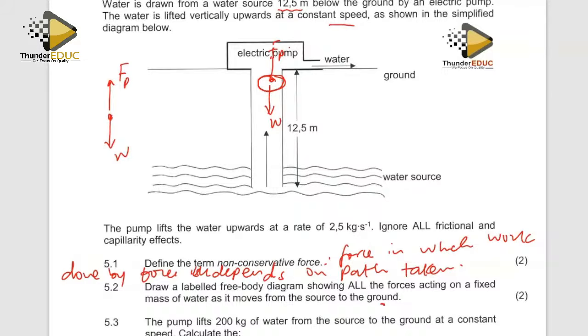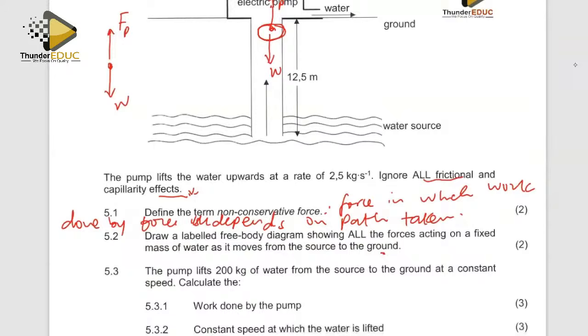As much as we might have friction by the pipes, that is usually because they told us to ignore the friction and capillary effects. So if there are no capillary effects, it's just the force by the pump and the weight acting downwards. But since the force by the pump is greater, the water will go up.